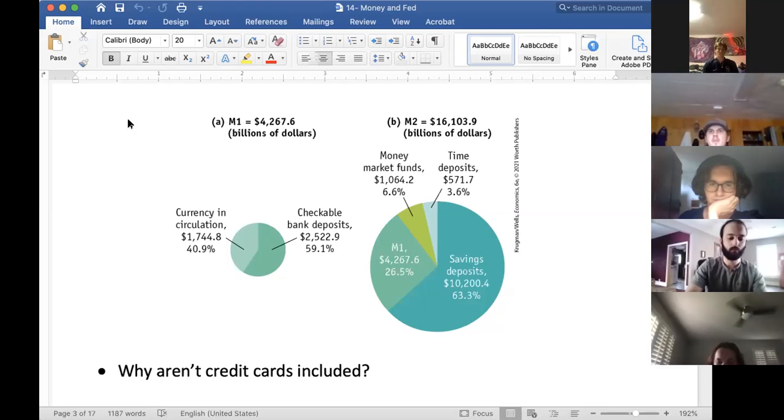What about Dogecoin or Bitcoin? Why aren't these in here? Should they be in here? What do you think?